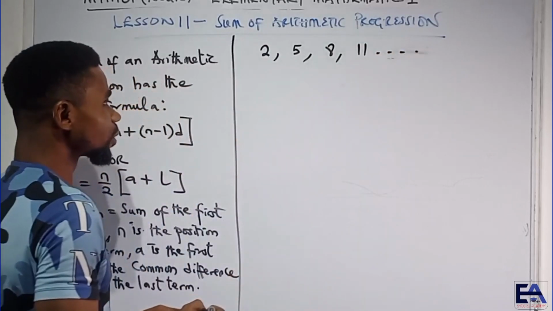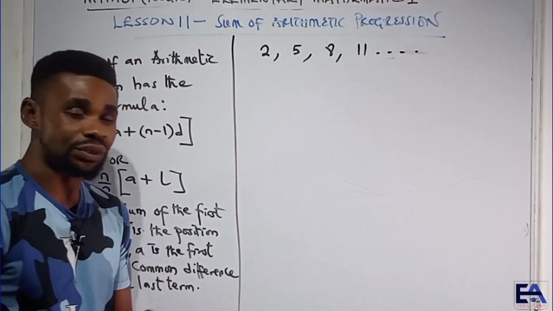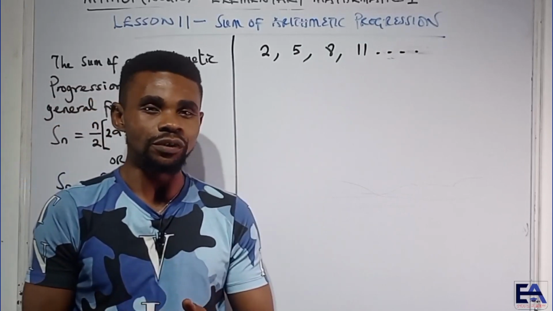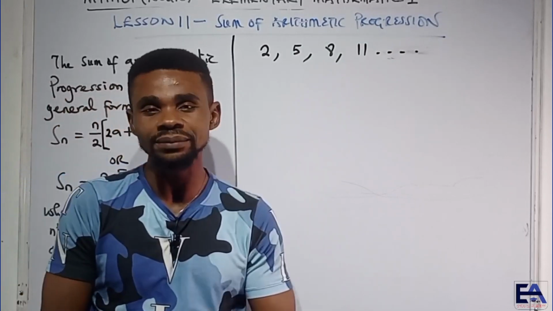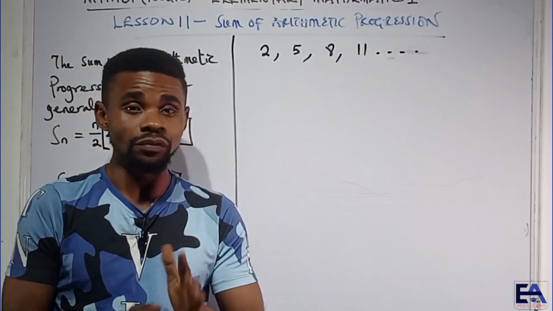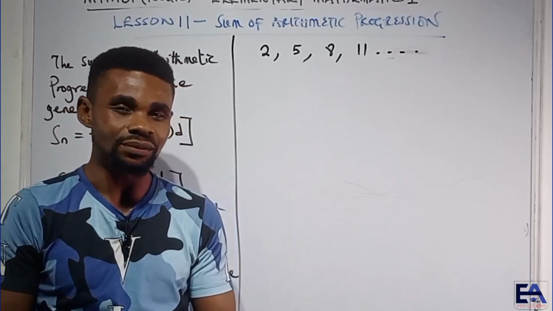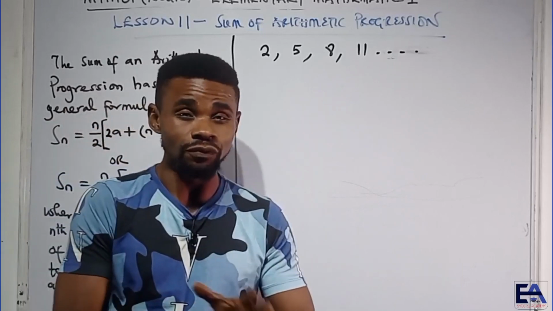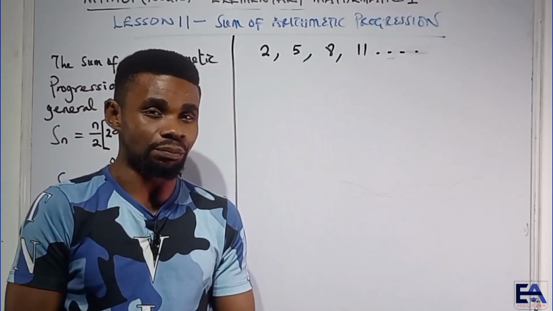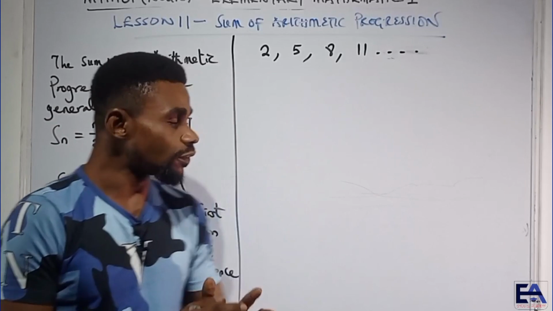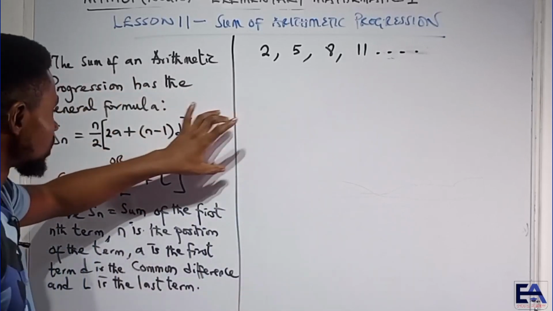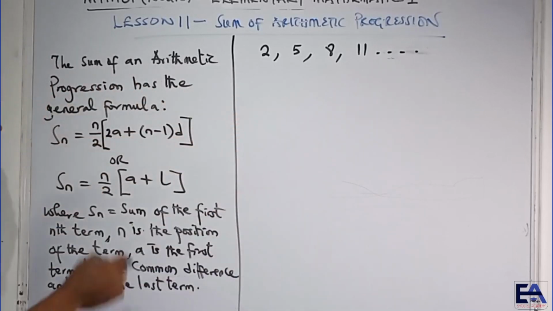Sometimes the question will say, find the sum of the first 4 terms, or find the sum of the first 20 terms. They can just say, find the sum of the first n terms of an AP. So the formula to find the sum of the n terms of an AP is given here.